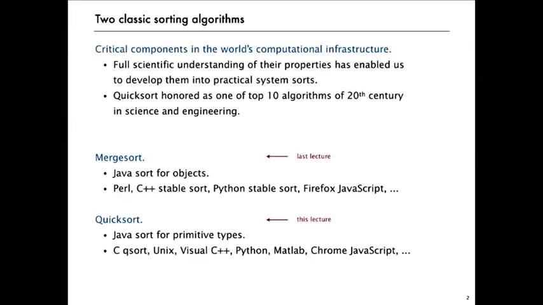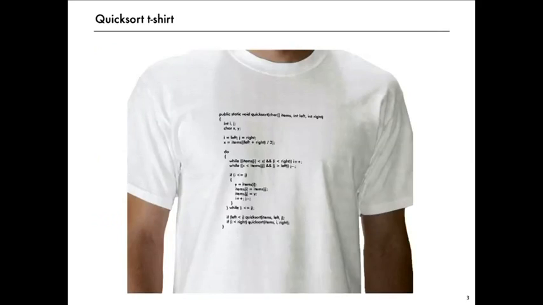Welcome back. Today we're going to look at Quicksort. That was named as one of the most important algorithms of the 20th century and is widely used for system sorts and many other applications. Last lecture we looked at merge sort, another classic sorting algorithm that's used in many systems, and today we're going to look at Quicksort, which is used in many others. You can even get a Quicksort t-shirt nowadays.